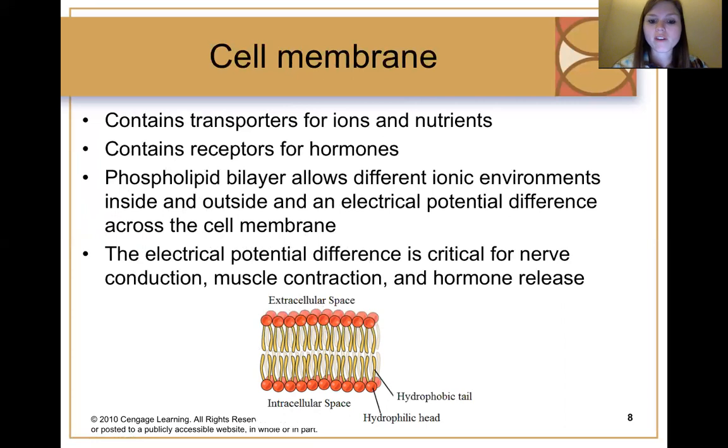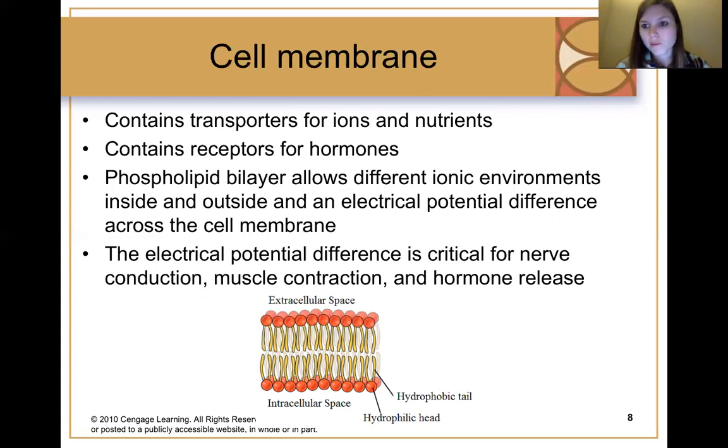Depending on the function of the cell, the membrane will have transporters to let certain things in or out. And then some things can passively diffuse, like water, but we won't get too much into that. It also contains receptors for hormones. We'll talk about hormones a little bit later in this chapter.